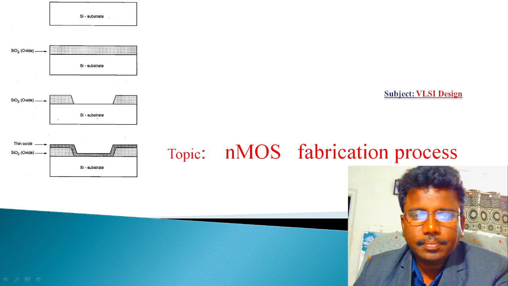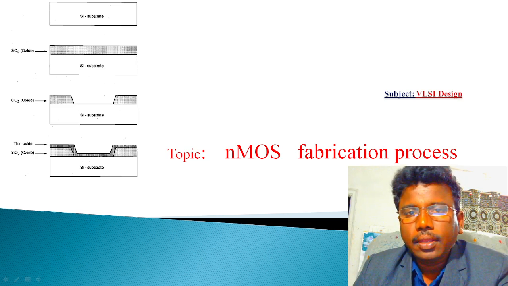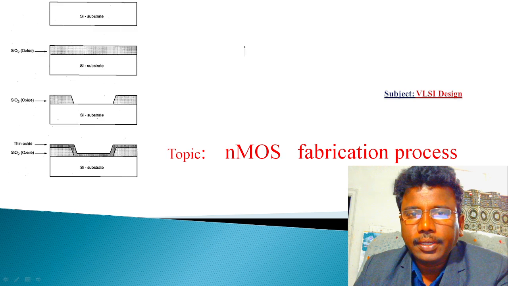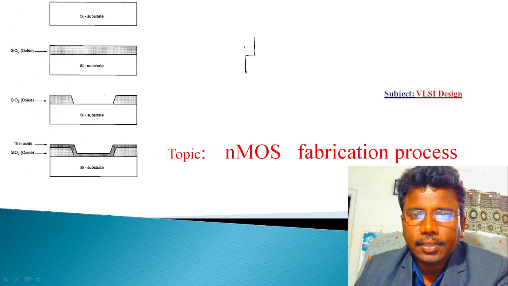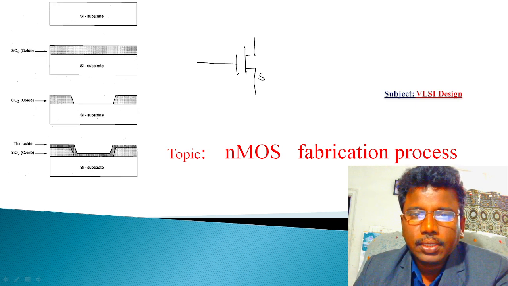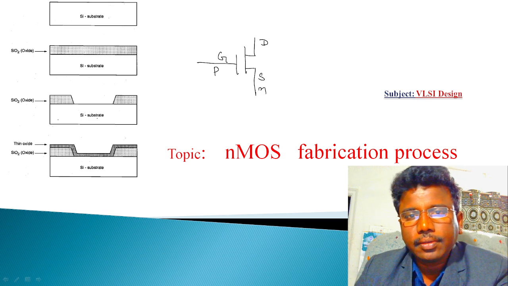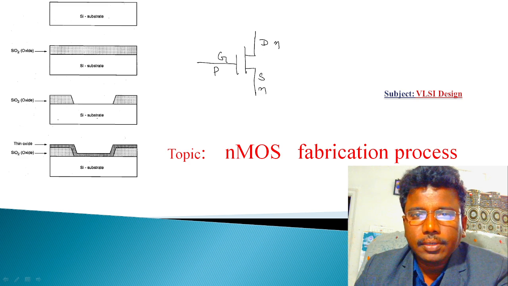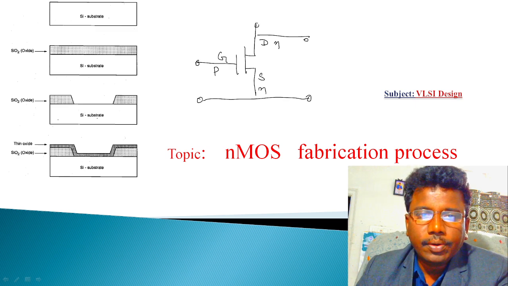nMOS fabrication process. The nMOS fabrication process is used to design a transistor. This is the symbol for a transistor. It has source, gate and drain terminals. Our aim is to design a transistor. The application of the transistor will not change, but this is only the symbol.